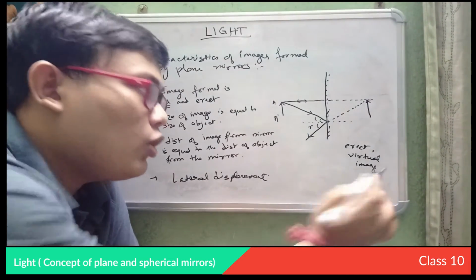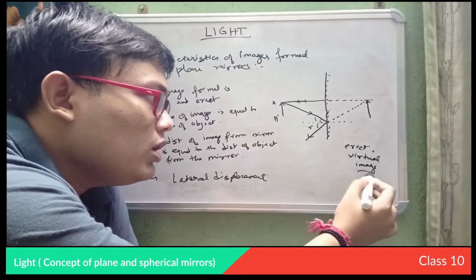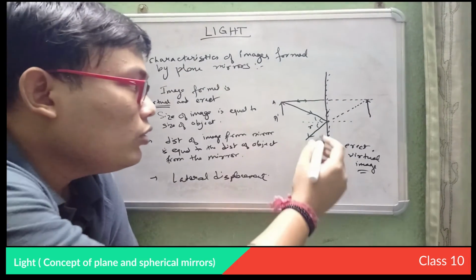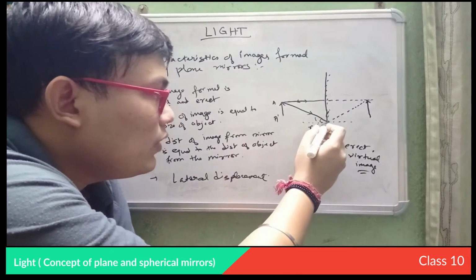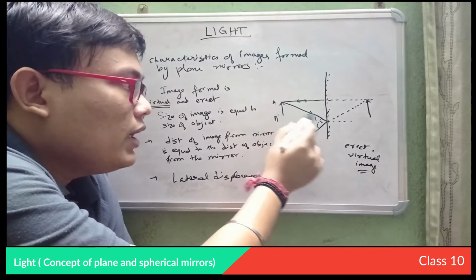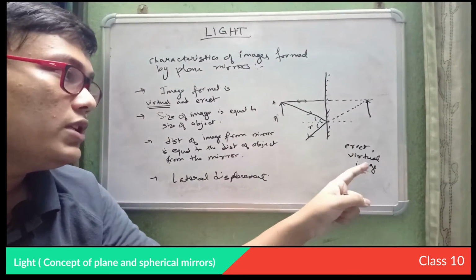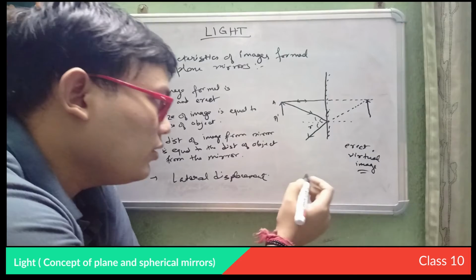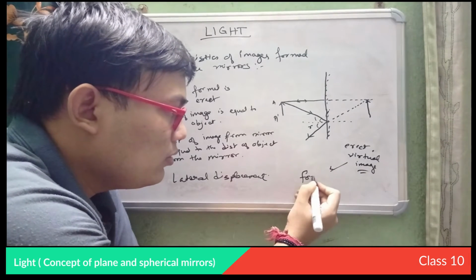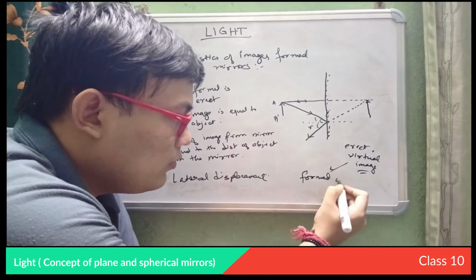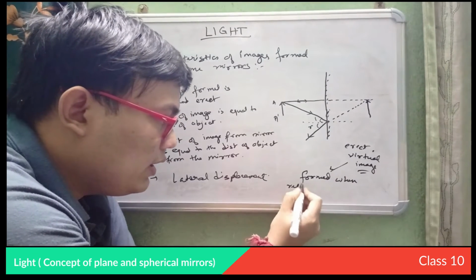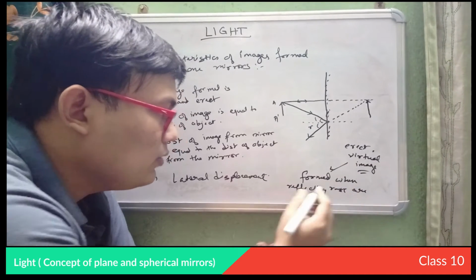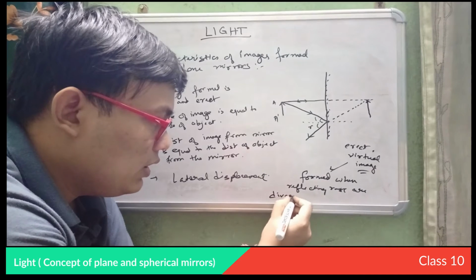So one important point you have to keep in mind is that virtual images are always formed when the rays are not converging, they are diverging rays, right? So virtual images are always formed when the reflecting rays are diverging in nature.